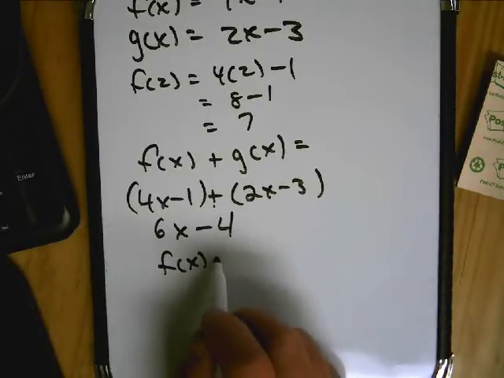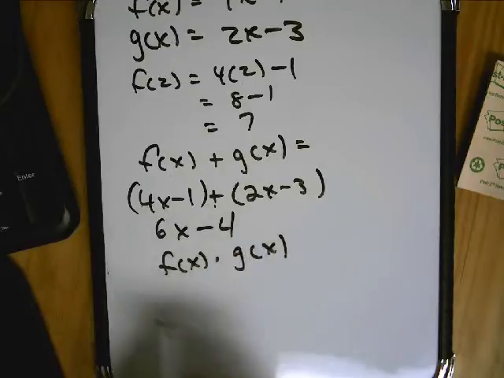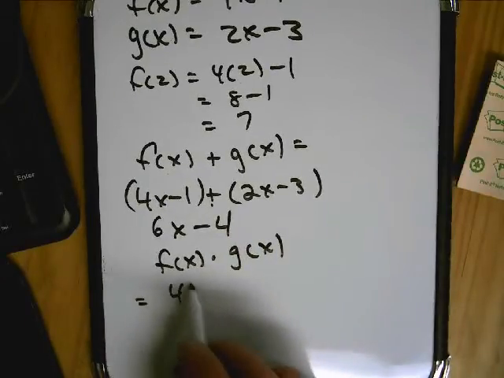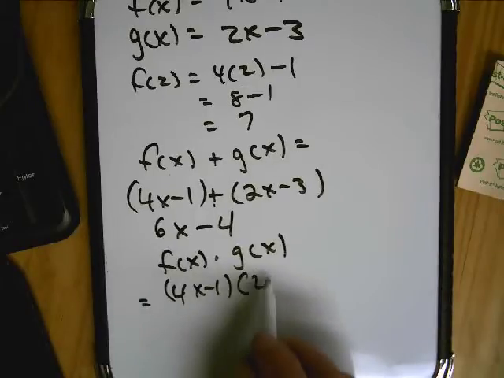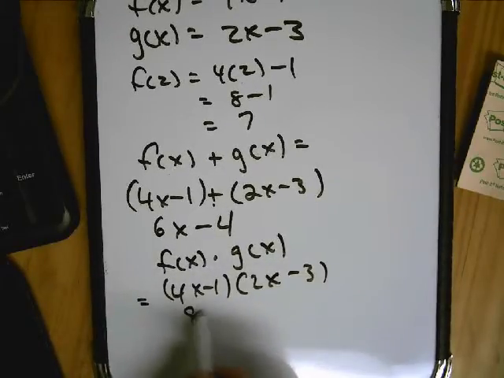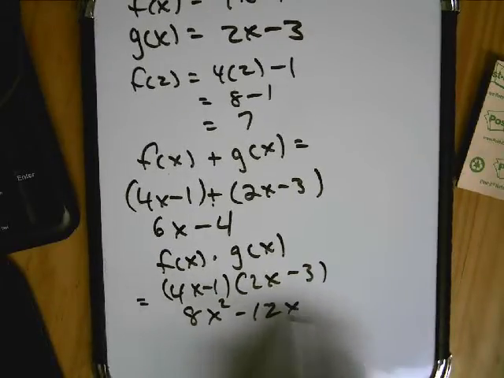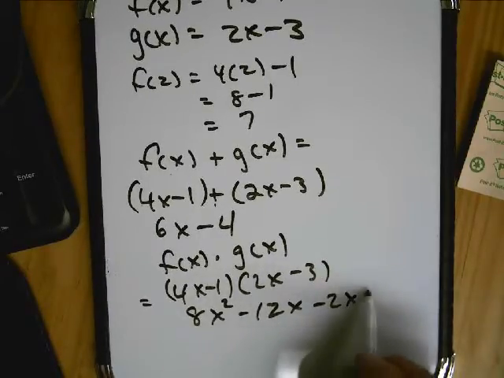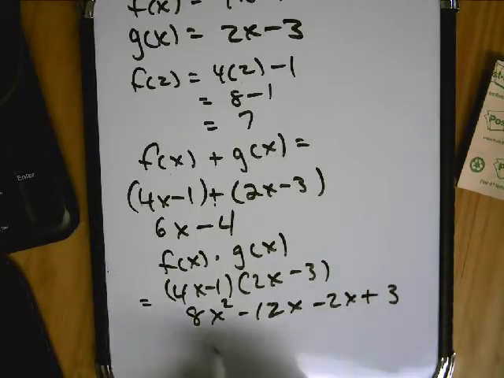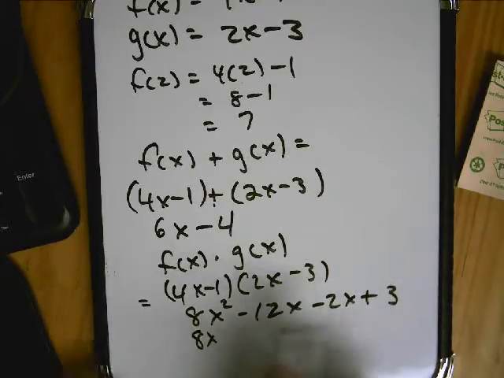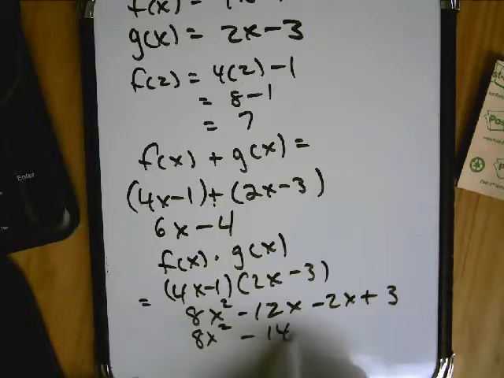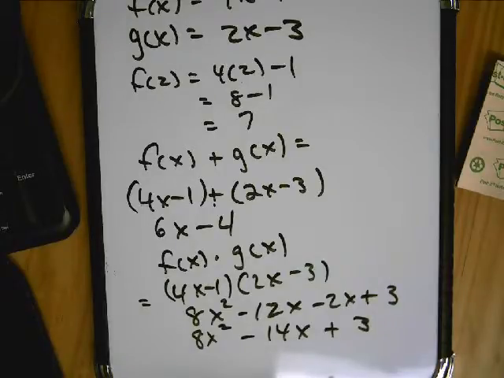What about f of x times g of x? Wouldn't we just put them next to each other and multiply? And we get 8x squared minus 12x minus 2x plus 3. Combine my like terms: 8x squared minus 14x plus 3 for a final answer. Everybody okay with that?